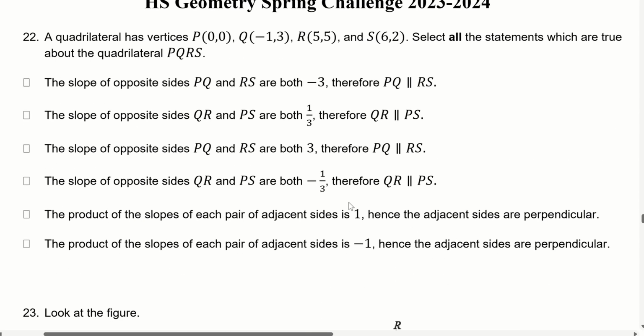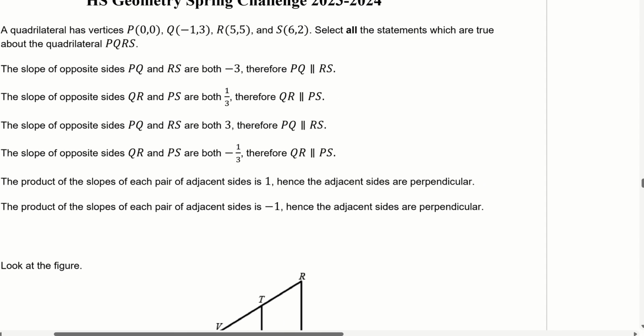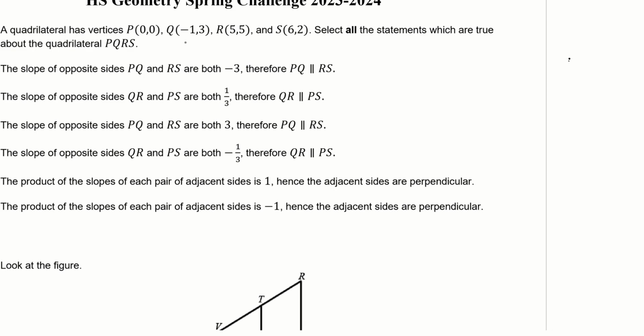All right, so let's look at number 22. A quadrilateral has vertices given. Select all the statements which are true. Okay, so it's another quadrilateral example. So we get 0, 0 for P. And make sure you draw the graph and then the notes that follow for your notes. Okay, so we got -1, 3, we got 5, got R here, and then we got S is 6, -2.